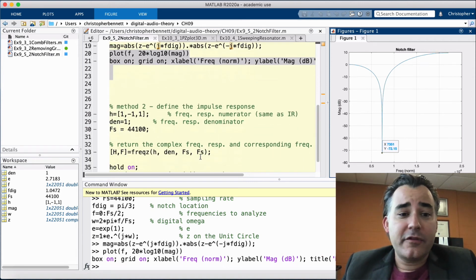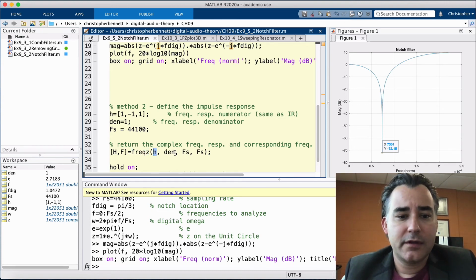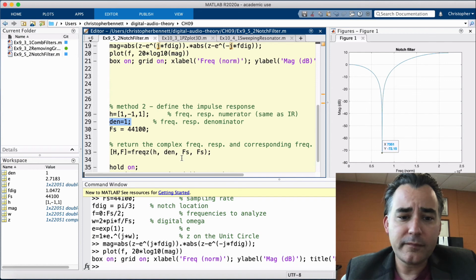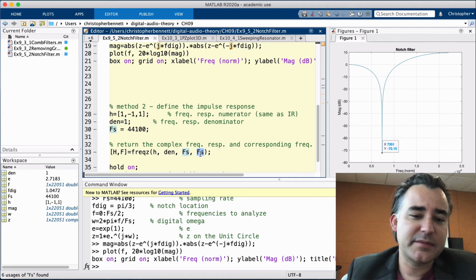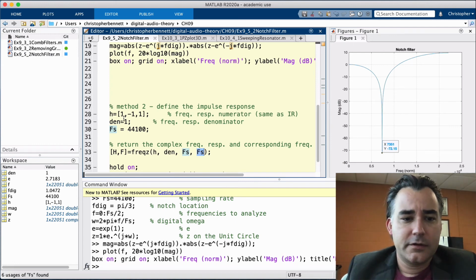Now, there's another way we could have done this as well. To plot the magnitude response, we can also compute the frequency response with freqz, by passing the impulse response h, the denominator, which in this case is just 1. There is no denominator for an FIR filter. Then the frequency resolution and the sampling rate. I typically set these both to fs.